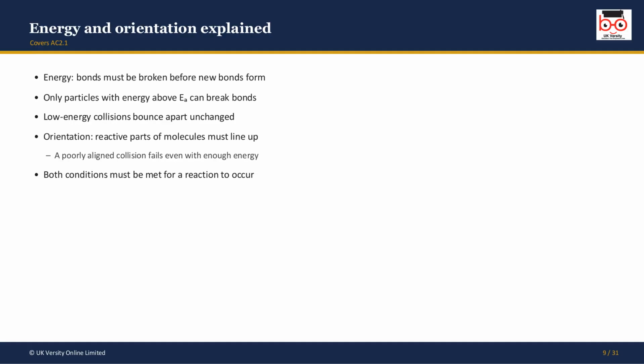Let's unpack those 2 conditions. First, energy. Bonds have to be broken before new ones can form, so only particles arriving with energy above the activation energy can react, while low-energy collisions just bounce apart unchanged. Second, orientation. The reactive parts of the molecules have to line up properly, and even a high-energy collision fails if the alignment is wrong. Both conditions have to be met together for a reaction to occur.